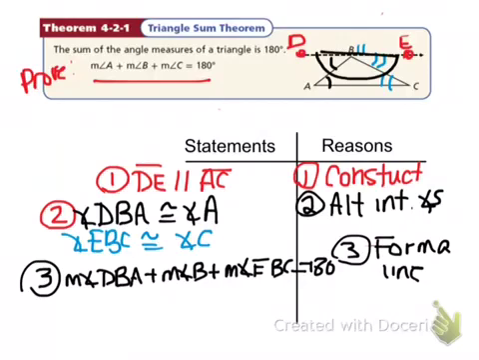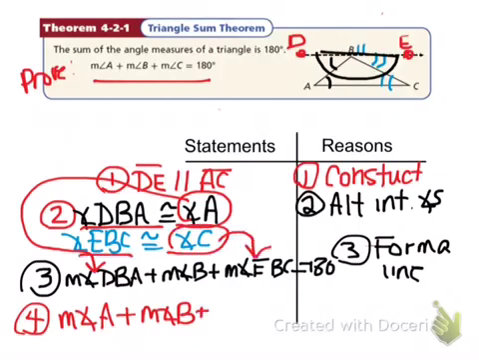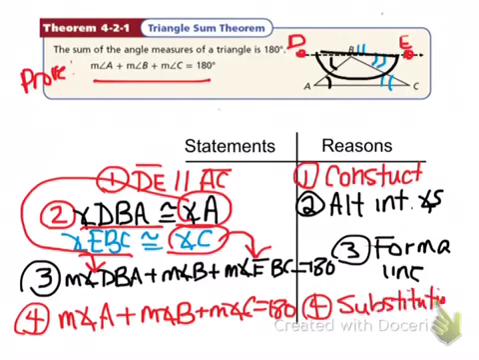And then finally, I know that DBA is the same thing as angle A, so I can substitute it in here. So I would say the measure of angle A plus the measure of angle B. And then look, I know EBC is the same thing as angle C, so I can substitute in here. Plus the measure of angle C equals 180. And I can do that by substitution. So since I've got my last statement as my proof statement, I know I've proven that the angle measures add up to give you 180 in a triangle.